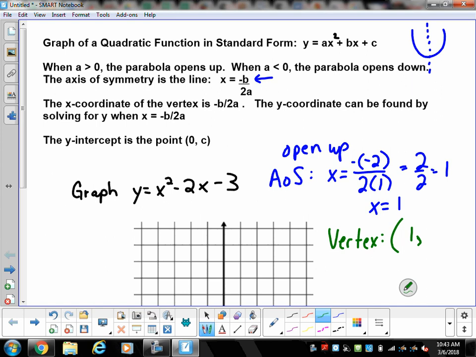Can I get rid of my negative 2x over here? I can't just get rid of it. It won't let me do that. But if I know that x is going to equal 1 at the vertex, what can I now do? I can plug that 1 back into my equation. So everywhere there's an x, I'm going to put a 1.